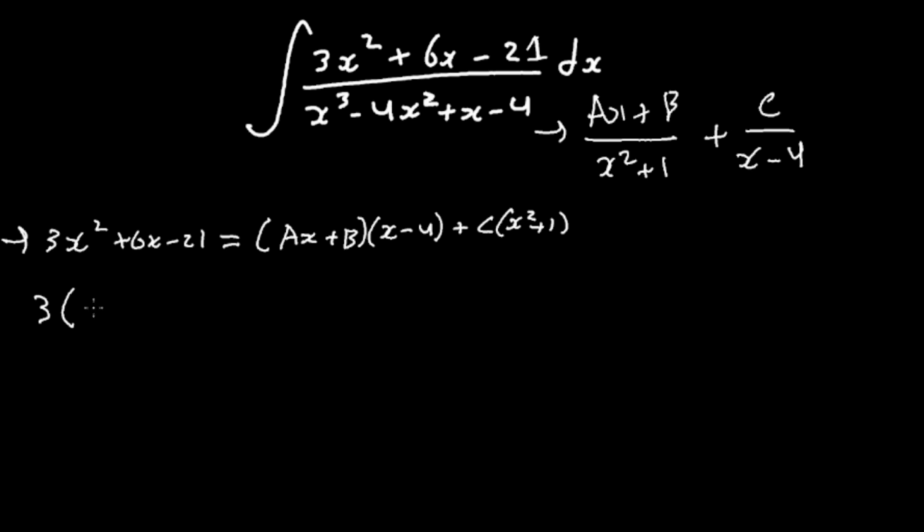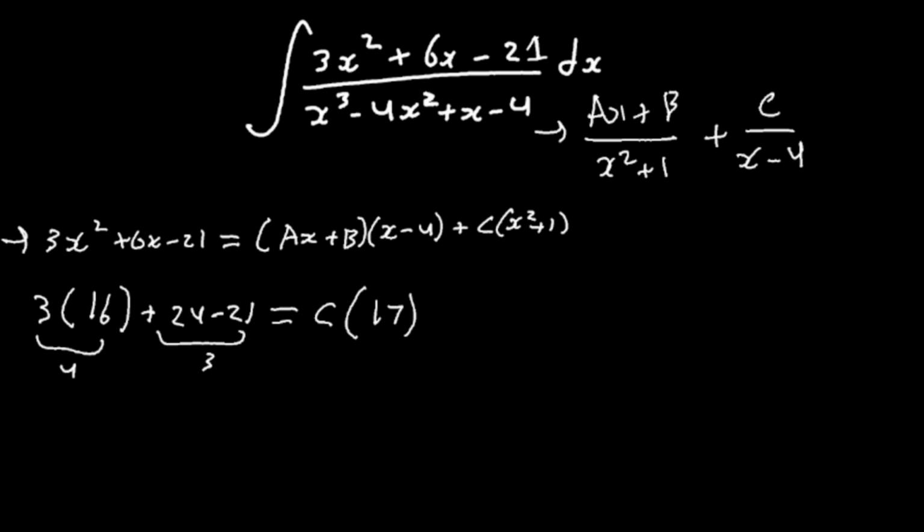So 4 squared is 16, plus 6 times 4 is 24, minus 21 is equal to, so this term is just going to go to 0 because it has a 4 minus 4, which is 0, so the whole thing will be going to 0 since it's multiplied by 0. And the other term with c will be c times 4 squared plus 1, so 17. So this is 3, and this is 48. So 48 plus 3 is 51. That's equal to 17c. So c is equal to 3 if we divide both sides by 17.